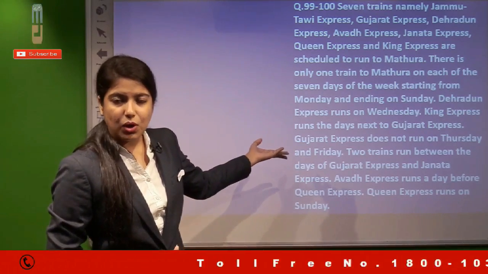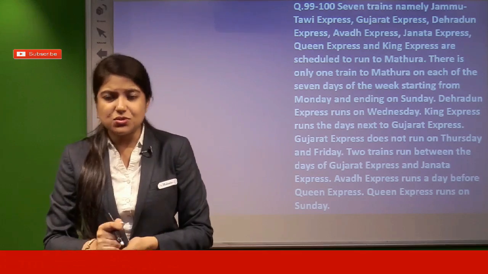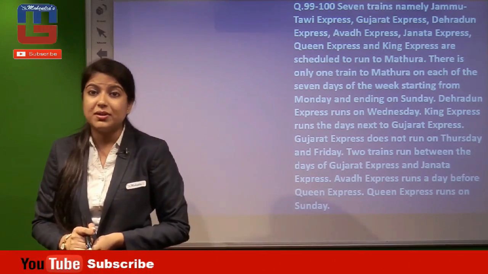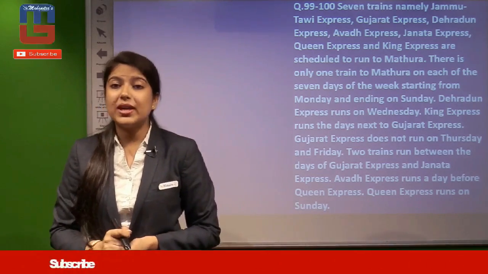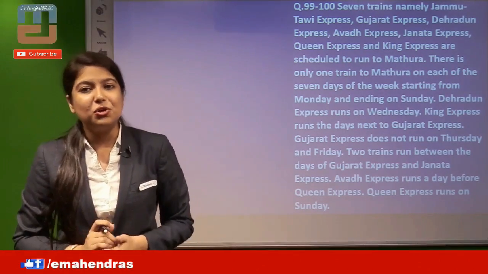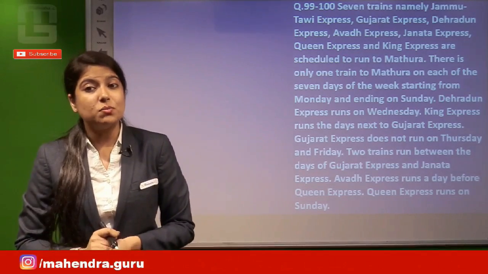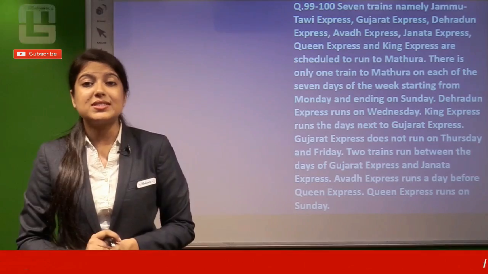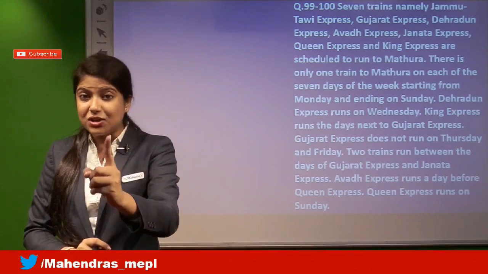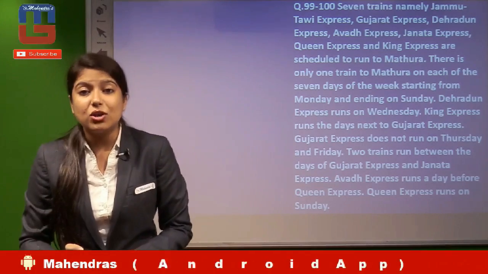And this is the next one for you all, in which it says 7 trains, namely Jammu-Tawi Express, Gujarat Express, Dehradun Express, Awadh Express, Janta Express, Queen Express and King Express, are all scheduled to run to Mathura. They all are going to Mathura. There is only one train to Mathura on each of the 7 days of the week, starting from Monday and ending on Sunday.